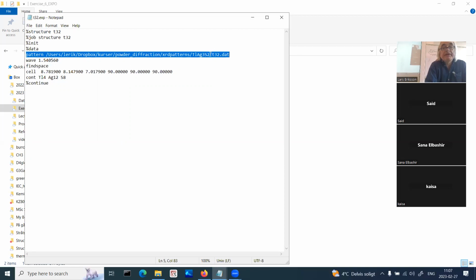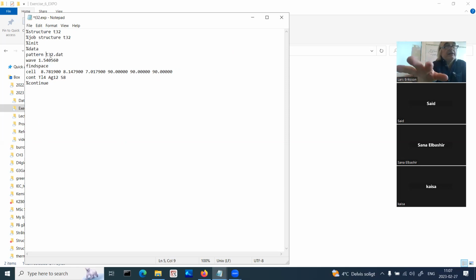So perhaps one should try to, in order for this file to work for you, you need to put it in the same directory and then keep that. This is a special feature of EXPO. It saves the whole path. But it could be horrendously difficult to realize that this is the problem actually.